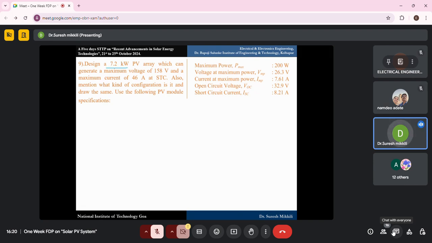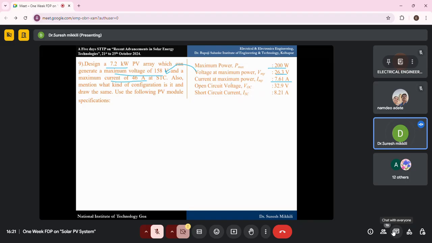We need to design a 7.2 kilowatt system with a maximum voltage VMP of 158 and IMP of 46. Here he has given the maximum power of one module as 200 watts, voltage at maximum power point as 26.3, and current at maximum power point as 7.61. Now, voltage of one module is 26.3 and your total voltage required is 158, so the number of modules connected in series should be more than one.